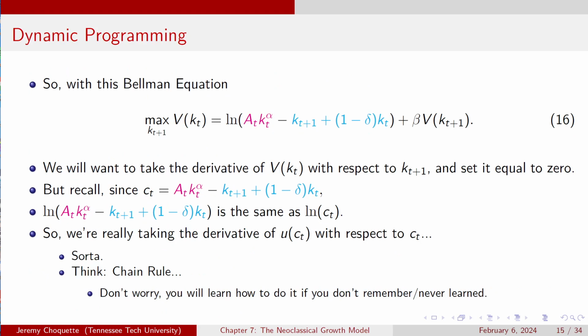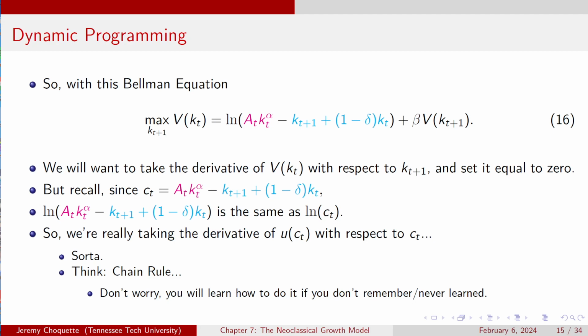So with this Bellman equation, what I want to do is take the derivative of V of KT with respect to KT plus 1. Why is it with respect to KT plus 1? Because KT's already been chosen, right? I need to know what KT plus 1 is going to be. So I take the derivative of equation 16 with respect to KT plus 1, and then I set it equal to 0.